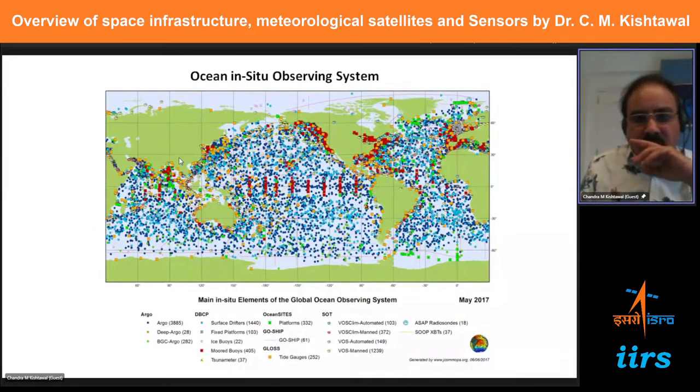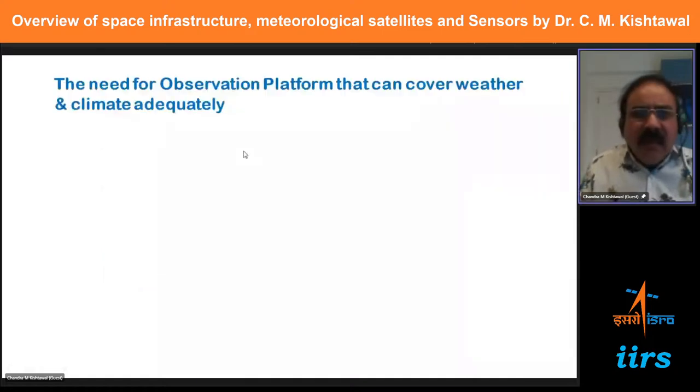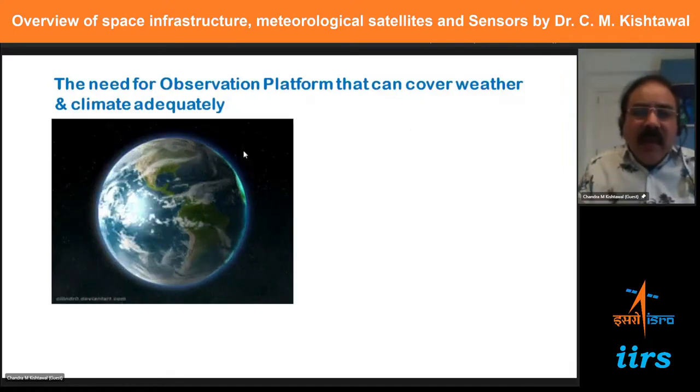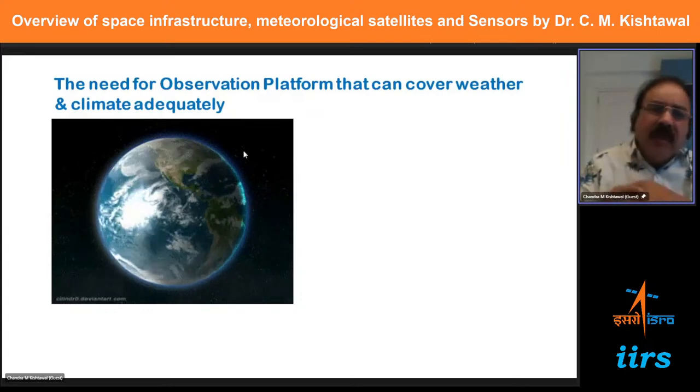Apart from that, there are ocean in situ observations, like the Argo system. So you can see that it is not only on the Earth but over the ocean, the deep ocean surfaces. What is happening inside the deep layers of the ocean? There are a number of other instruments put there, which are the buoys and the thermographs and the Argo floats, etc. So there is a need for an observation platform that can cover weather and climate adequately, which has the scale, coverage, etc. So we have to cover the entire Earth.